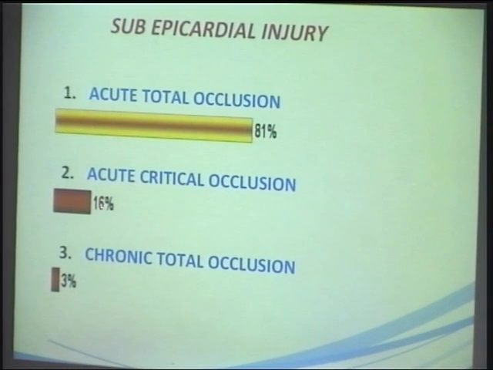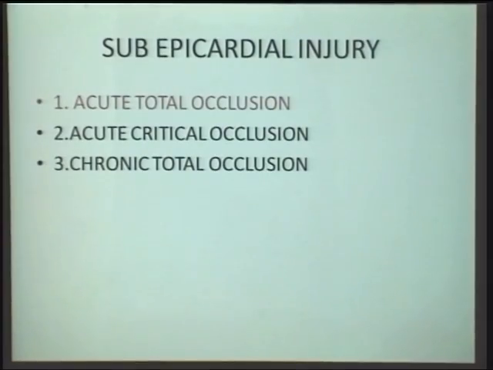Subepicardial injury is ST elevation. ST elevation is always acute total occlusion due to red thrombus. Please remember, acute critical occlusion is by the subendocardial injury. So acute total occlusion always produces subepicardial injury, which produces ST segment elevation. Okay, the ECGs we see at the end of this CAD2 chapter.